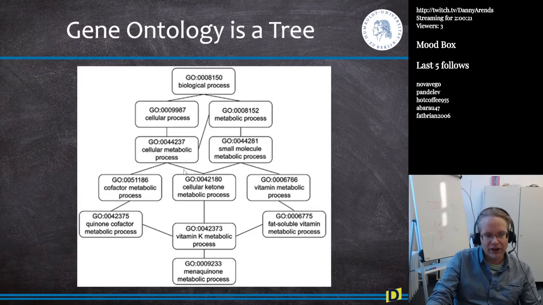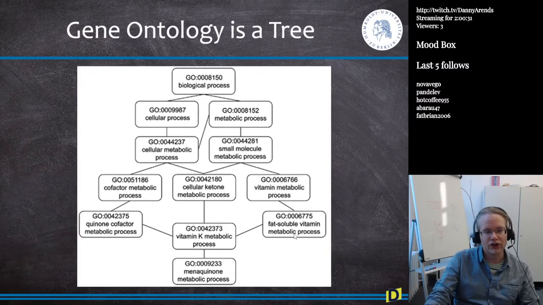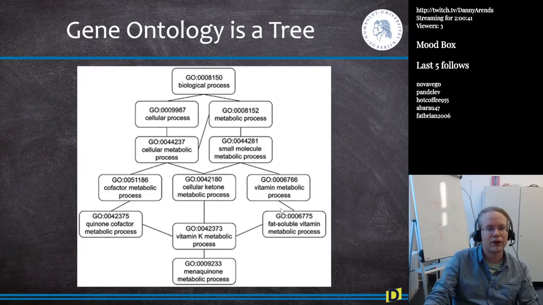And then you see that this gets split out into smaller and smaller groups, and the further down the tree you get, the more exact a certain group becomes. So you see, for example, fat-soluble vitamin metabolic processes, or vitamin K, or quinone cofactors, right? And this tree is very big. This is just a very small part of the tree.